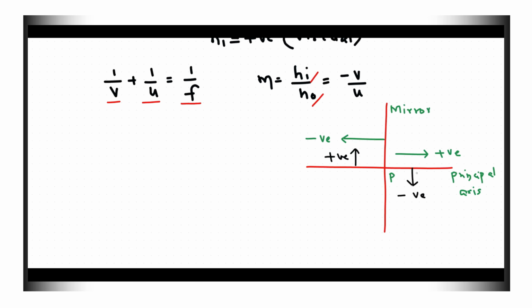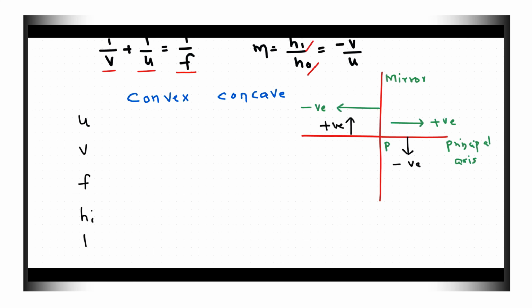Okay. So we will see the sign convention for concave and convex mirrors. What are the 5 terms? We have U, V, F, HI, and HO. Irrespective of whether it is concave or convex, we always take light to travel from left to right. So always the object will be to the left side. So U will always be negative. U can never be positive.